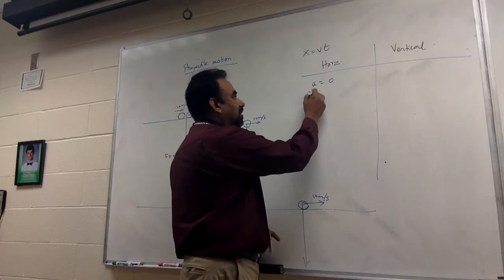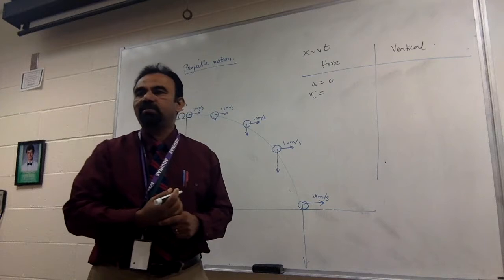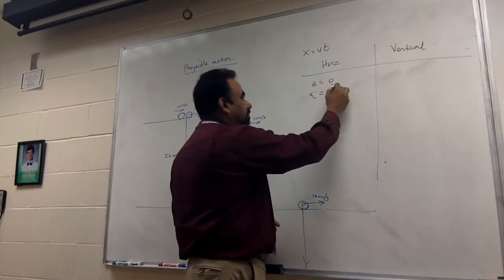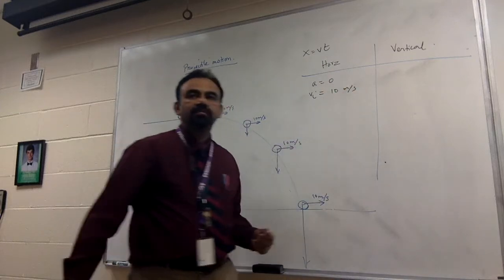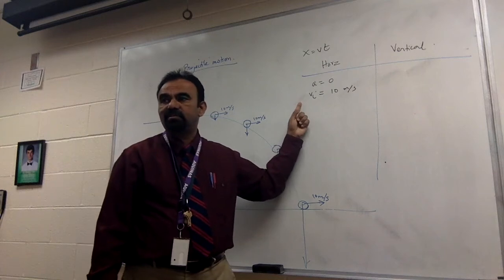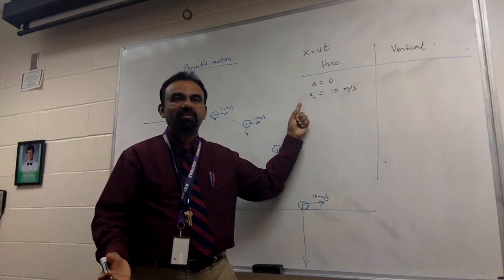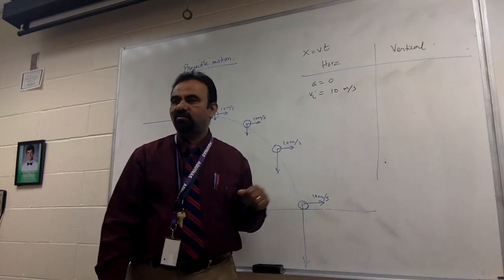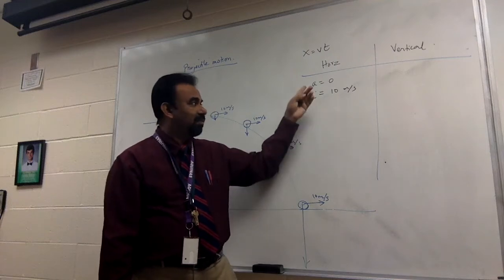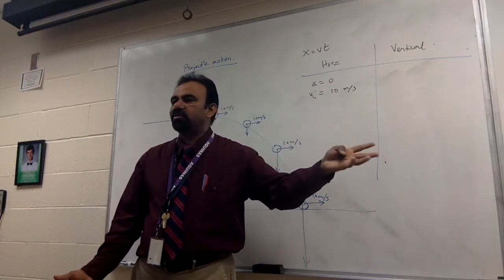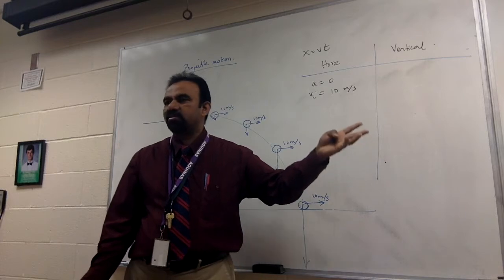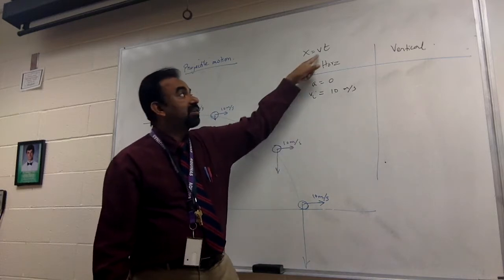What's the initial velocity here? 10. What is the final velocity here? 10 meters per second. Do you get it? So I'm not going to write it down. I'm not going to write final velocity and all that. I won't even write it down. Write acceleration equal to 0 in future. I'm not interested in that, because I'm only interested in these things.